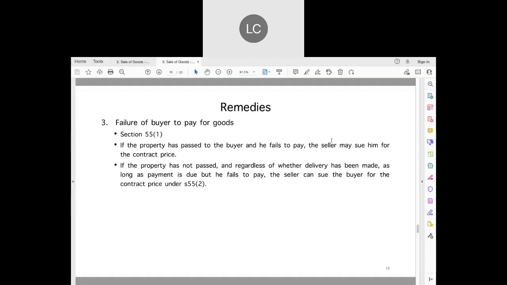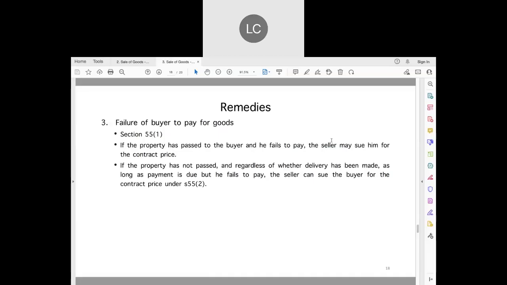But under 55(2), it provides for where property has not passed. When property has not passed, and regardless of whether delivery has been made, as long as payment is due, that is when it is time for the buyer to pay according to the contract, but he fails to do so, then the seller can sue him for the contract price under 55(2). So here, it doesn't matter whether property has passed or delivery has been done. But the important element is that the payment is due, but no payment is made. Then the seller can sue the buyer for the contract price.